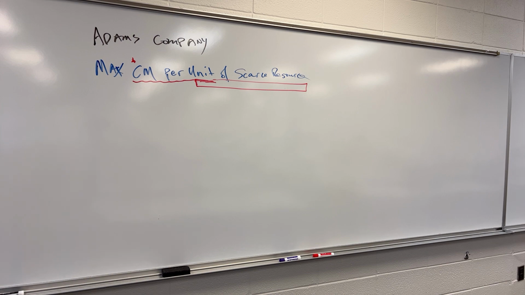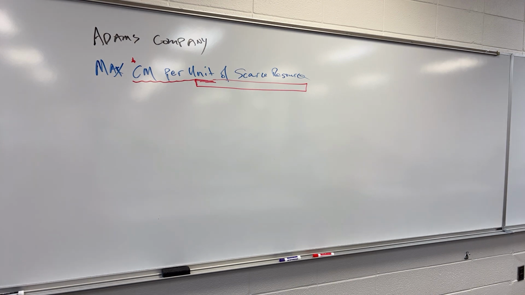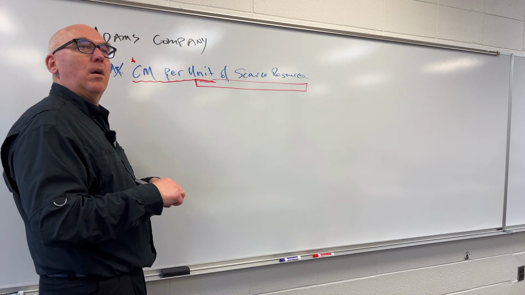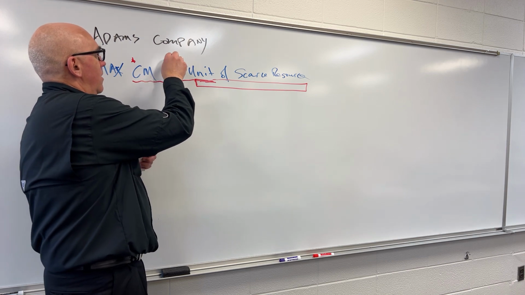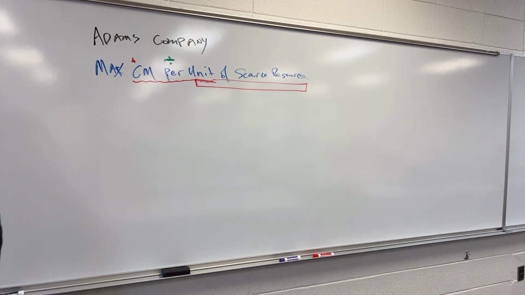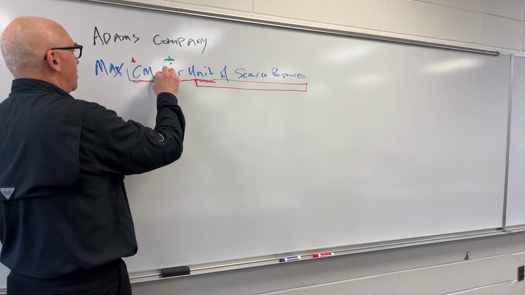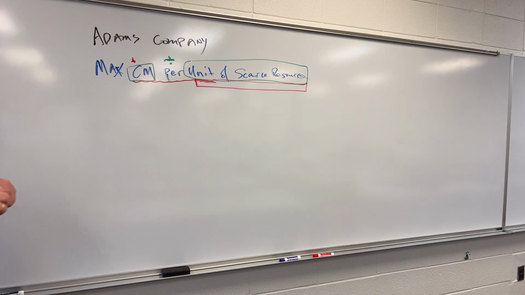And so this is math. Remember that. What arithmetic symbol, Danny, is per? Division. So it's contribution margin divided by unit of scarce resource. Okay? So that is describing the math, right? It's contribution margin per unit of scarce resource.